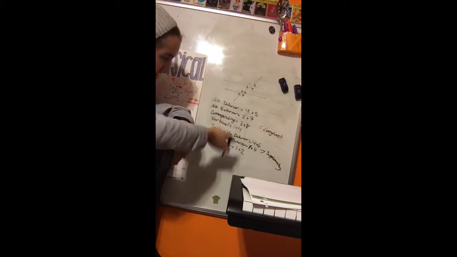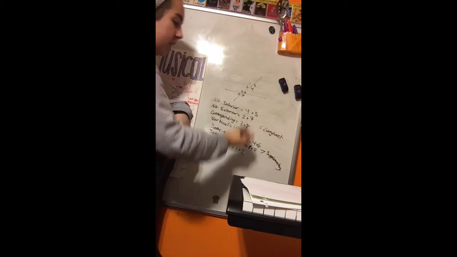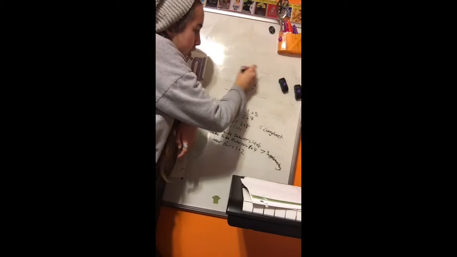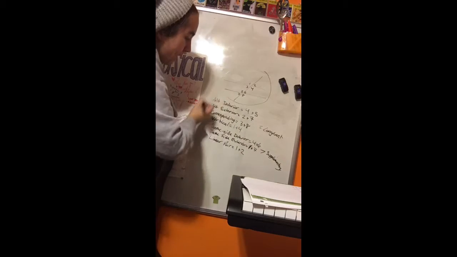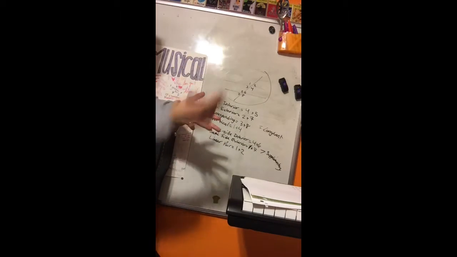As I said, you've learned 7 different types of angle theorems. You've learned that 4 of them are congruent. You've learned that 3 of them are supplementary. If you see this shape right here, you're most likely going to be asked one of these 7 questions, maybe all 7 at the same time. I don't know your tests.